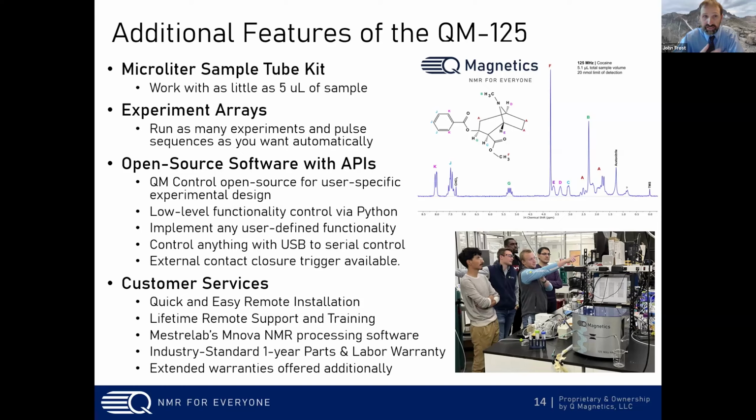I mentioned the experimental arrays and the open source software and APIs already. So that's kind of just a basic introduction to benchtop NMR, the technology, our instrument in particular, and some of the unique ways that this technology is really expanding how NMR is used. All of these things have been done with high field instruments, certainly. However, they're not done regularly because high field time is so expensive.